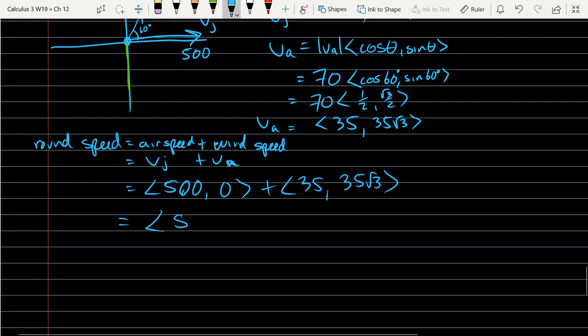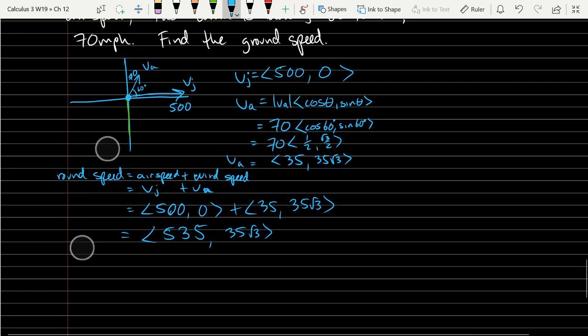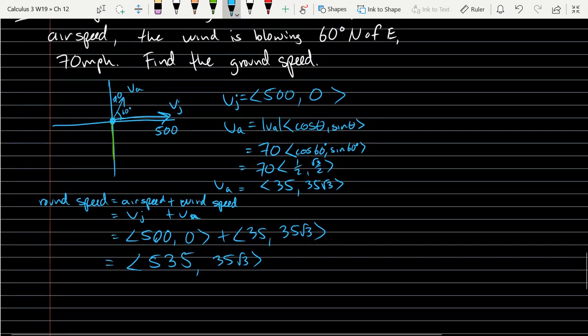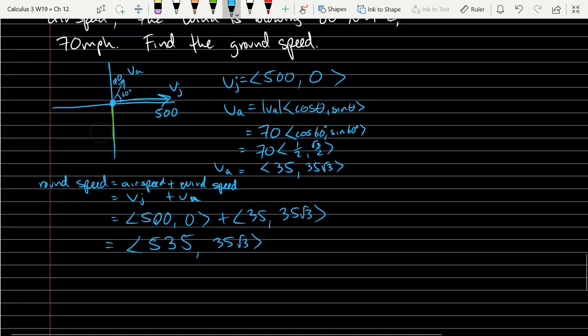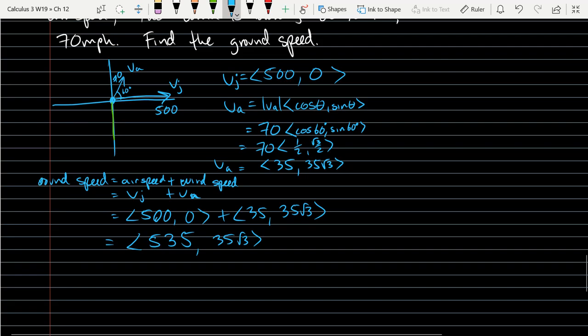So we get 535, comma, 35 square root 3. So this would be the ground speed. Well, technically all these are velocities, even though the problem is written with speed everywhere. What if I want to know the miles per hour, the actual ground speed? Take the magnitude. So this is really the ground velocity, and speed is the magnitude of velocity.